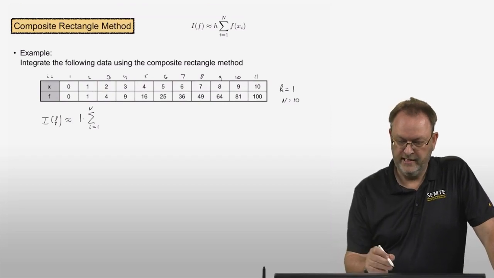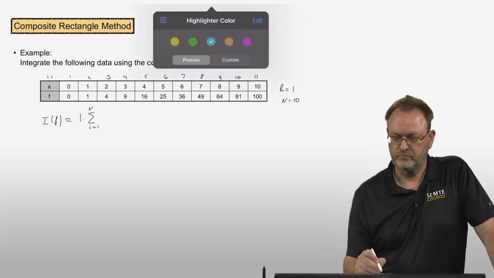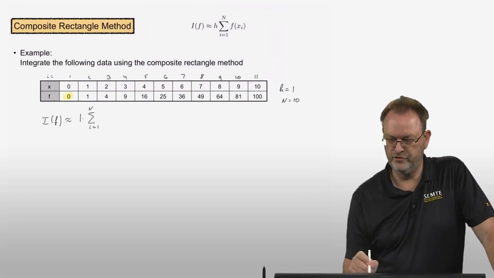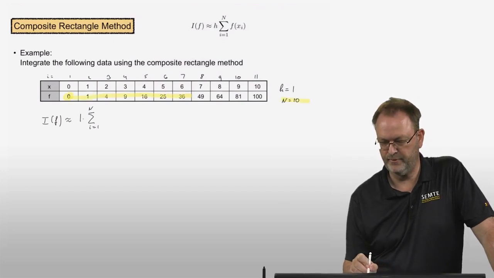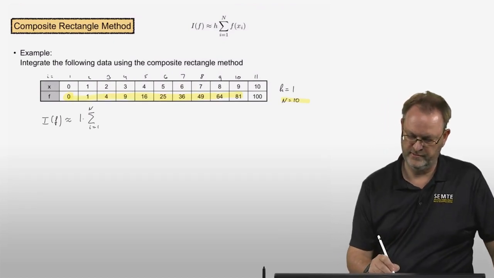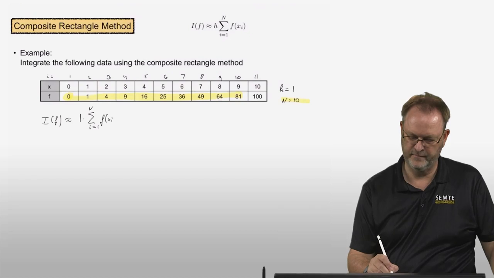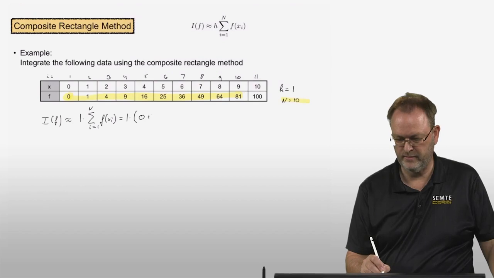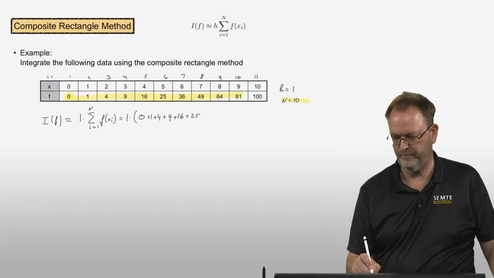All right, so now I need to do the sum from 1, so from here, all the way to n, which is 10. So I have to sum up all these function values here. So the sum of all the f of xi is equal to 1 times, let's sum them up, 0 plus 1 plus 4 plus 9 plus 16 plus 25 plus 36 plus 49 plus 64 plus 81.